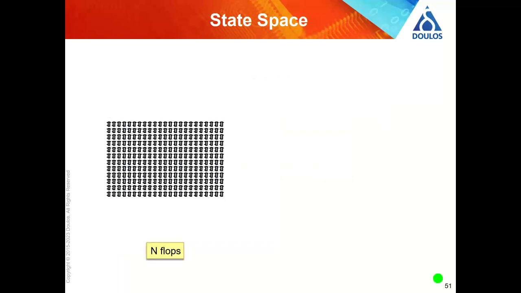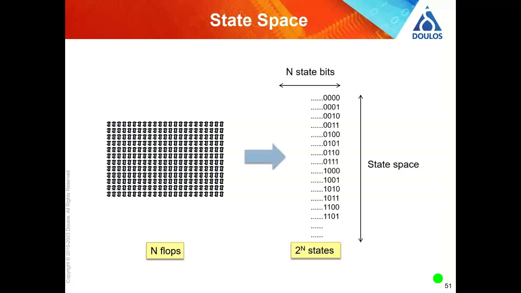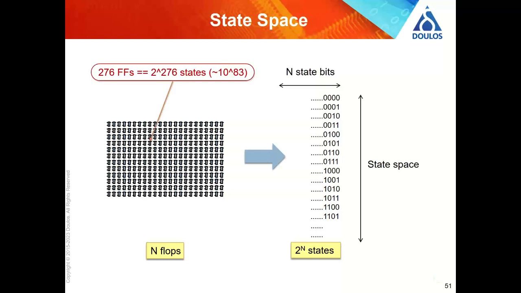So what does that mean? Well, if each one of these can independently be in a 1 or 0, then the total number of states with n flip-flops is going to be 2 to the power of n. Okay, so with a relatively small number here, this becomes a very big number. With 276 flip-flops, 2 to the power 276 is actually about 10 to the power of 83. And to put that into perspective, that's roughly the same number of atoms estimated to be in the universe.